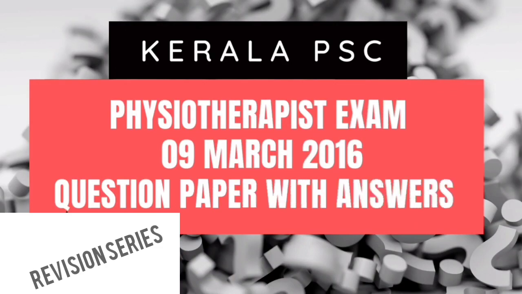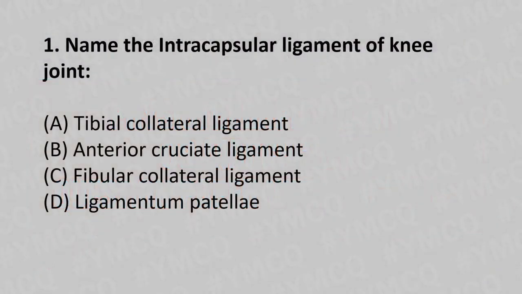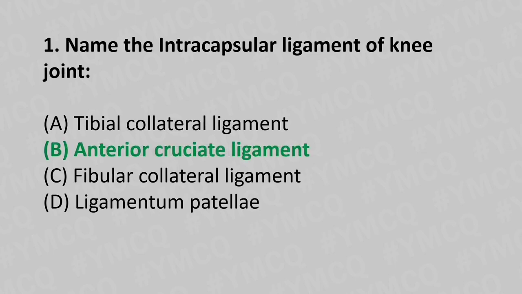Let's move to our first question. Name the intercapsular ligament of the knee joint. Option A, tibial collateral ligament. Option B, anterior cruciate ligament. Option C, fibular collateral ligament. Option D, ligamentum patellae. And the answer is option B, anterior cruciate ligament.